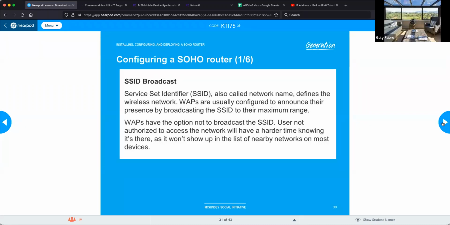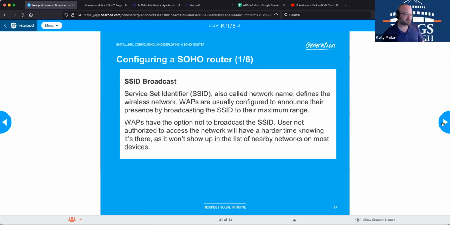Oh, so that's what I was going to say. If you make a guest network, would the guest network be broadcast so that they can just see the guest network and not your private one? It depends how you have it configured, honestly.